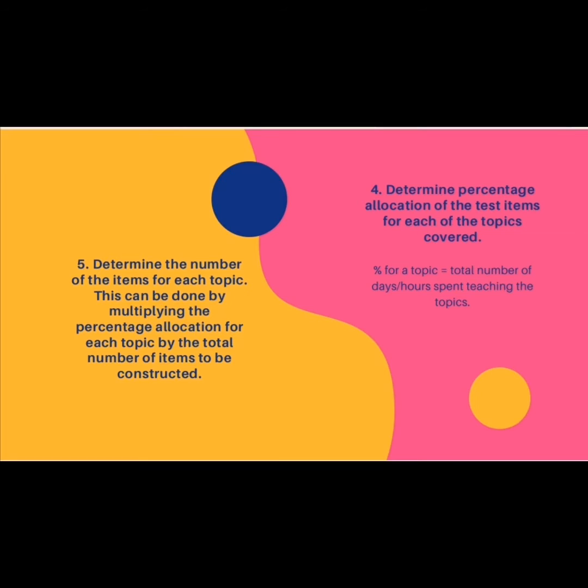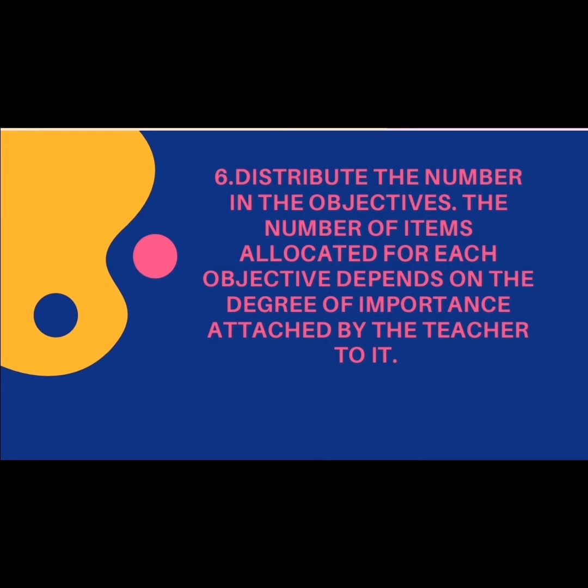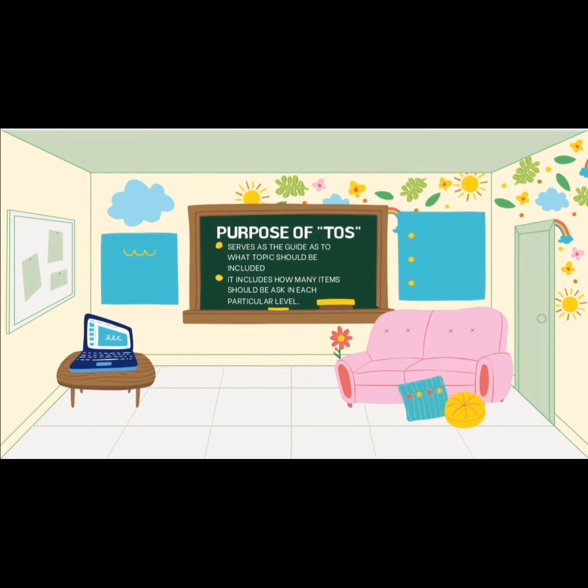This can be done by multiplying the percentage allocation for each topic with the total number of items to be constructed. And lastly is distribute the number in the objectives. The number of items allocated for each objective depends on the degree of importance attached by the teacher to it.